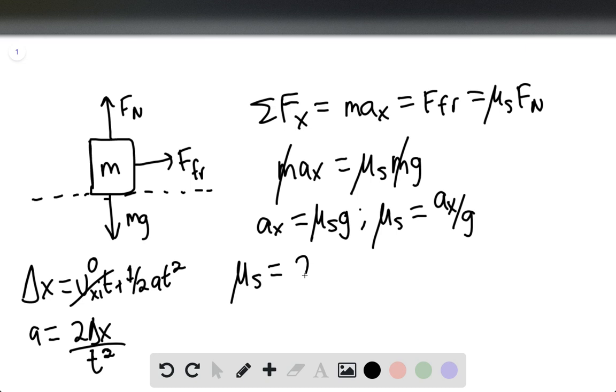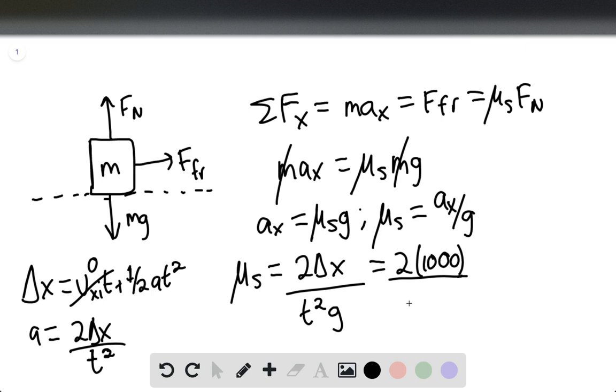And so we can say that mu sub s, or the coefficient of static friction, is going to be equal to 2 delta x divided by t squared g, and this will equal 2 times 1,000, so a kilometer, or 1,000 meters, divided by t squared. T is going to be 12 squared, and then times 9.8, and we find that the coefficient of static friction needs to be 1.4.